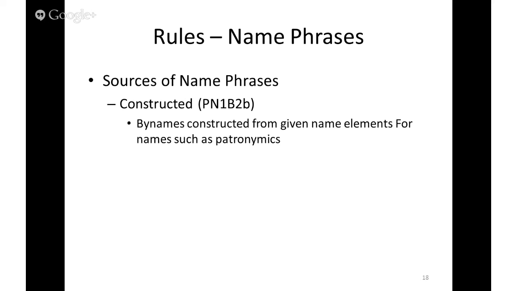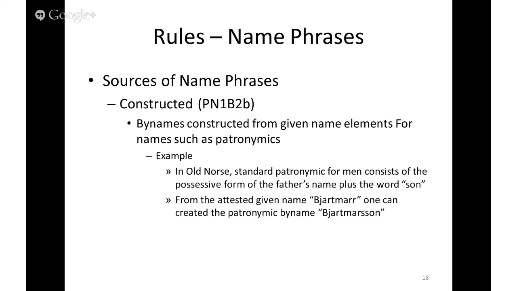Another example is bynames. These are very, very often constructed because usually we have an attested given name, and you say, well, we want to be the child of that person. So in Old Norse, the standard patronymic for men is the possessive form of the father's name plus the word son. So if we have the attested given name Bjartmar, we can make it possessive by changing it to Bjartmars, and then adding the son at the end. Bjartmarsson is now a constructed patronymic.